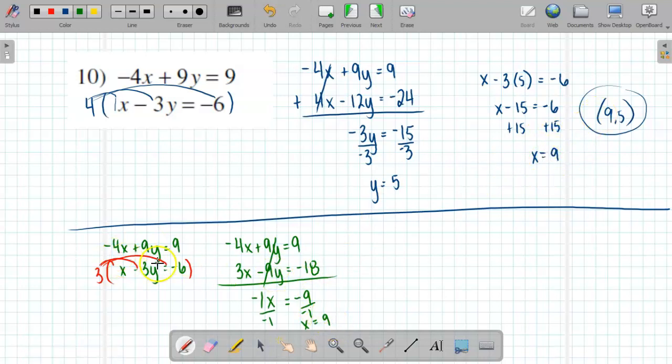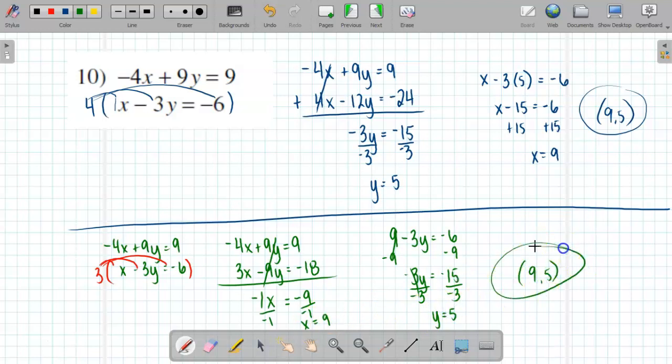Then I could take that 9 and plug it back into one of the original equations. Doesn't matter which one. Top or bottom will work. Let's use the bottom because it's got a little smaller numbers. So 9 minus 3y equals negative 6. I could subtract 9 from both sides. Negative 3y equals negative 15. Divide by negative 3. And y equals 5. So you can see here, I get the same answer, 9, 5, no matter which one of those variables I get rid of or eliminate the first time. So you just want to pick whichever one looks easiest to you as you're doing the problem.